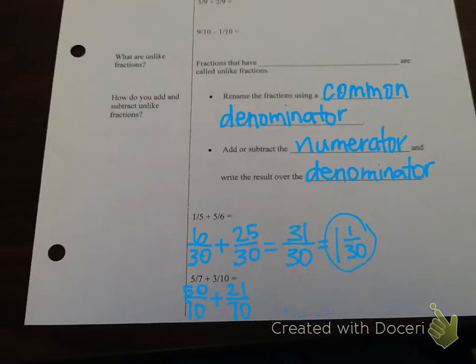So then to find my answer, I just add my numerators. I get 71/70ths, which again is an improper fraction. I can take out one set of 70 from 71. I would have one little bitty one left over out of 70, so my answer is 1 1/70.